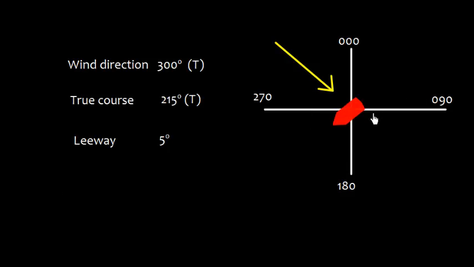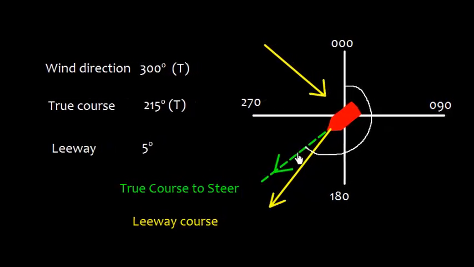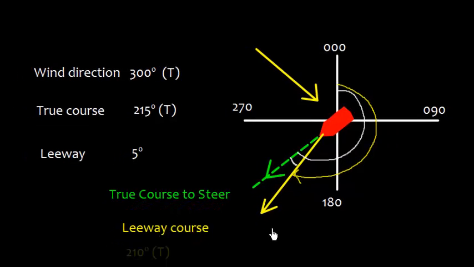Well, ship is in this direction and the true course to steer is 215. The true course to steer is 215 here. Now wind is pushing in this direction, so this will be the leeway course. And if this angle is 215, so from here to here is 215, and the leeway, estimated leeway, is 5 degree, that means this course is going to be 210. This course will be 210.